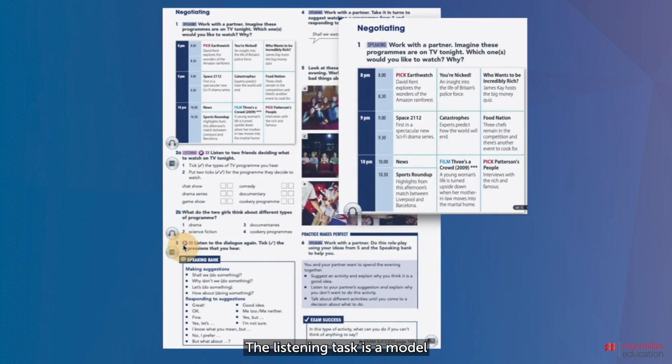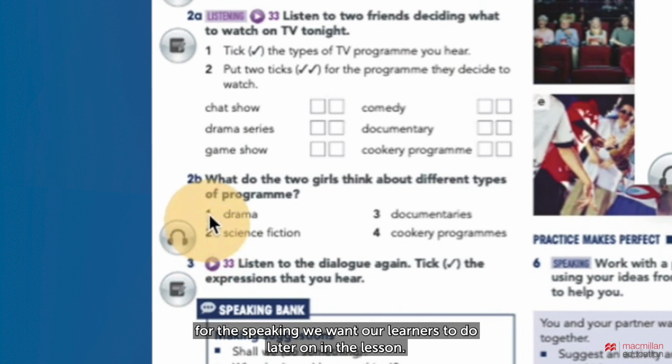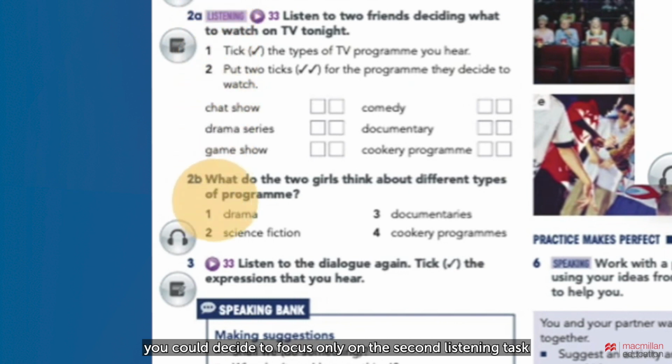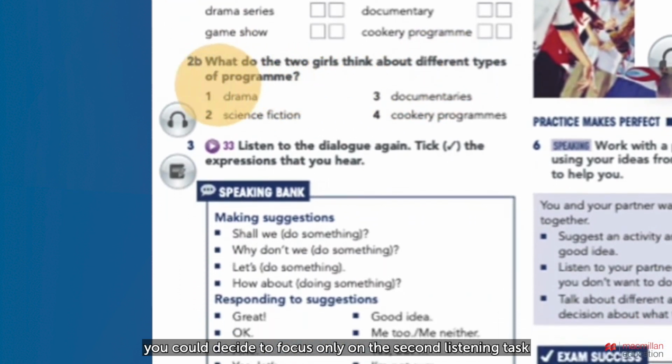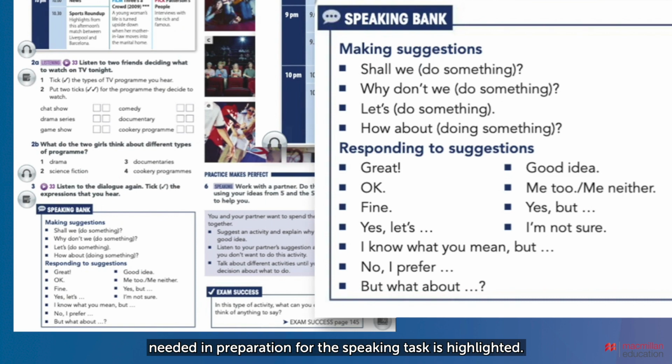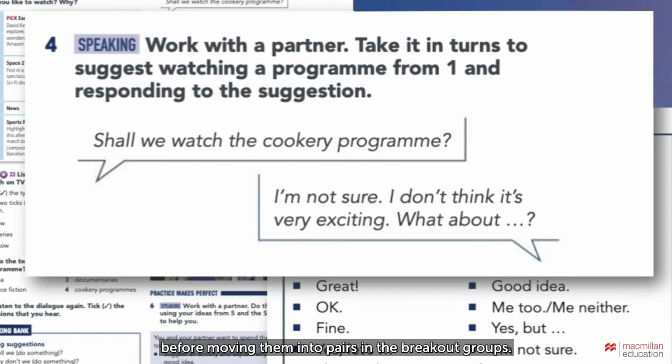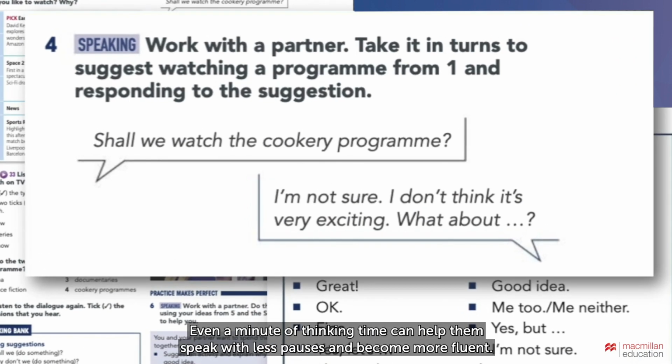The listening task is a model for the speaking we want our learners to do later on in the lesson. But if you're short of time online, you could decide to focus only on the second listening task, because this is where the useful language needed in preparation for the speaking task is highlighted. Next, give your learners some silent planning time in task 4 before moving them into pairs in the breakout rooms. Even a minute of thinking time can help them speak with less pauses and become more fluent.